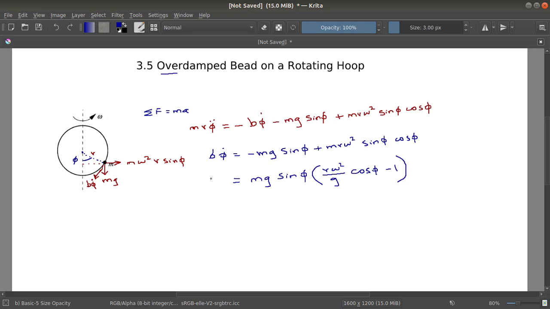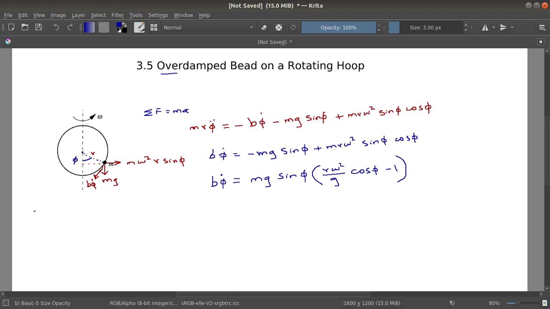So B into phi dot is equal to this one. Now that's what we have defined as the state variable, and we have come up with the governing differential equation for this physical system. Now we need to do the mathematical analysis. The first thing we do is calculate the fixed points.